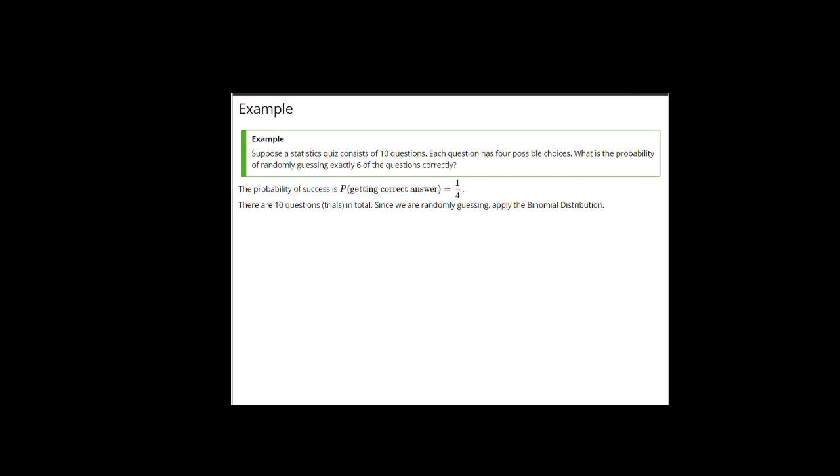Since we're guessing purely at random, we can apply the binomial distribution. The random variable of interest, capital X, is the number of questions that were answered correctly. And we're interested in the probability X equals 6. Well, that's n choose little x, or in this case 10 choose 6, times p, 1/4 to the power 6, times 1 minus p, that's 3/4, to the power 4, which works out numerically to about 0.016. I think the moral of the story in this case is that guessing isn't an ideal strategy.